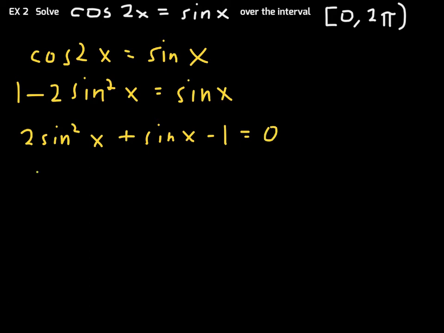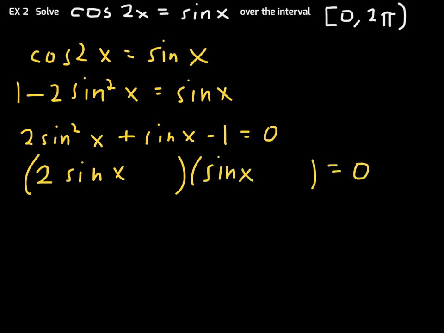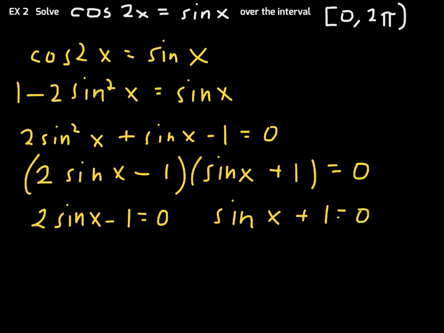Now, I think this factors, if I'm not mistaken, 2 times sine x, and then a sine x here. And I believe we want a plus 1 out here, and then a minus 1 in here. Yeah, that'll work. And then you know from your algebra studies that you set each factor equal to 0 and solve, right? When you set each factor equal to 0 and solve, over here you will get sine of x is equal to 1/2, of course, after adding 1 and dividing by 2. And over here, you'll get sine of x is equal to negative 1.